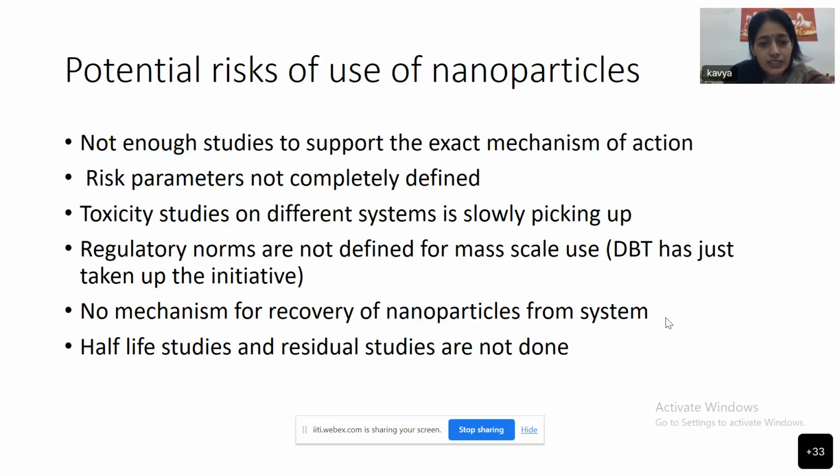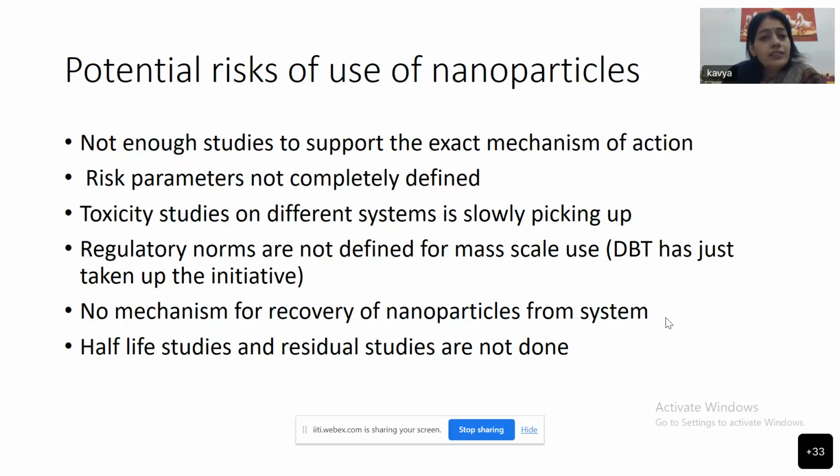The toxicity studies on different systems are slowly picking up, because for everything we now need to identify what the toxicity could be and at what scale. So gradually we are including it in all our research, and it is also making a big awareness point. Even the reviewers, when you send a paper to any prestigious journal, invariably ask you: did you do the toxicity parameters? What were the key parameters you assessed the nanoparticles against?